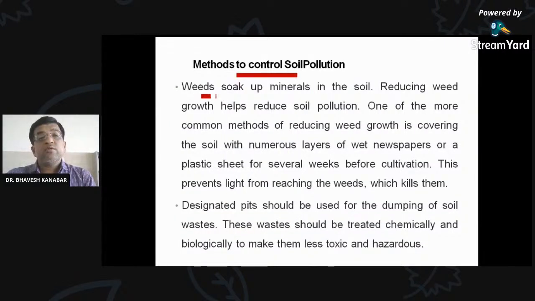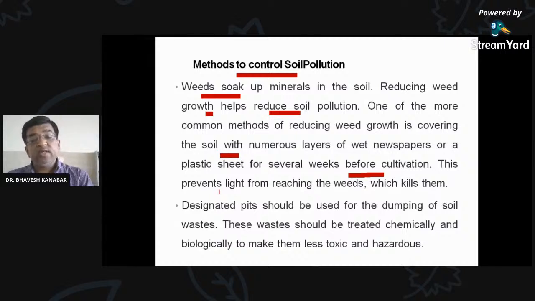Method to control soil pollution: weeds soak up minerals in the soil. Reducing weed growth helps to reduce soil pollution. We have to reduce weeds because they can soak up the minerals, and minerals are used by the plants. One of the more common methods of reducing weed growth is covering the soil with numerous layers of wet newspaper or plastic sheet several weeks before cultivation.